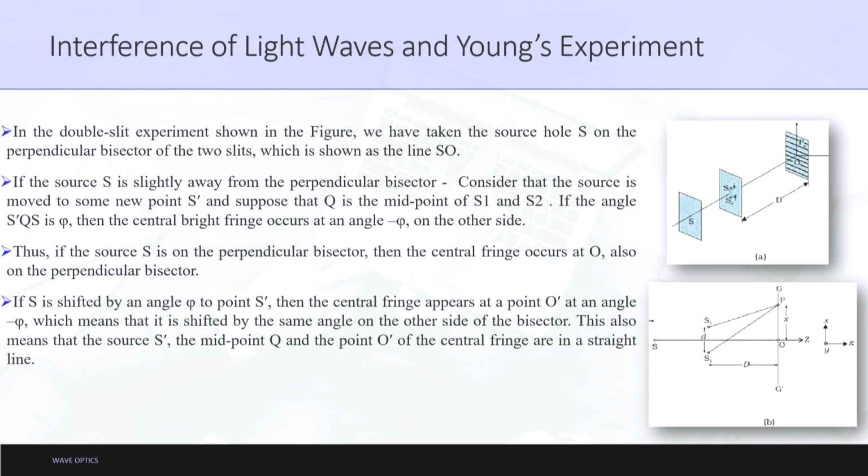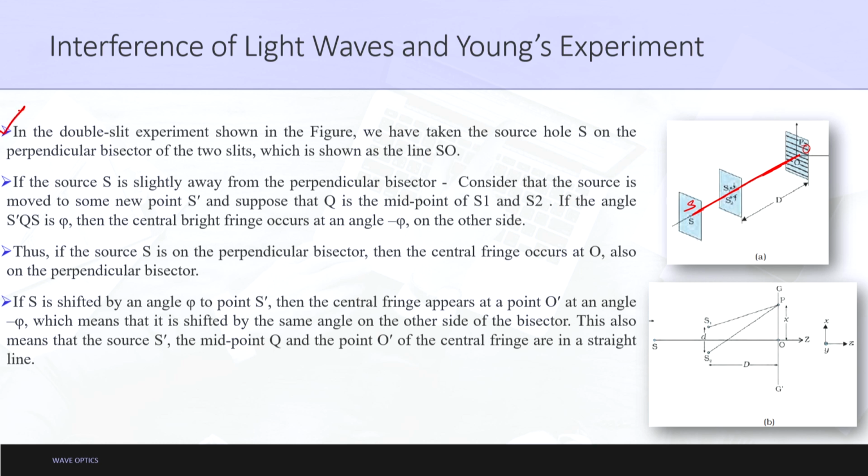So in the double slit experiment, why is it called the double slit experiment? Because two slits are being used here. In the double slit experiment shown in the figure, we have taken the source hole S. This is the source hole S. What does this source hole mean? That only a single source of light is coming from this portion here, on the perpendicular bisector of the two slits, which is shown as the line SO. This is the line SO being talked about here.